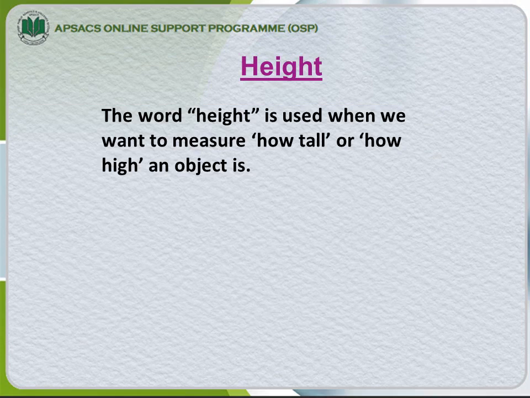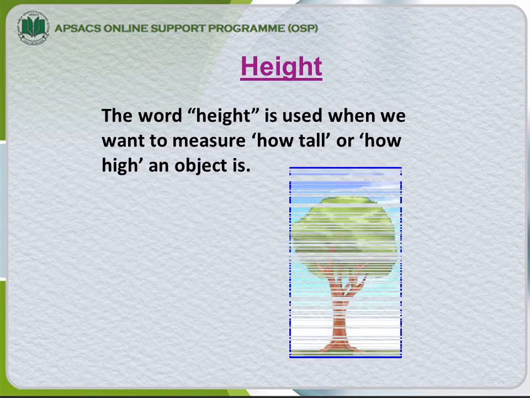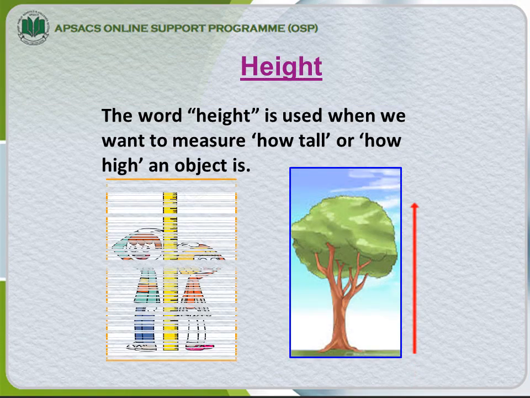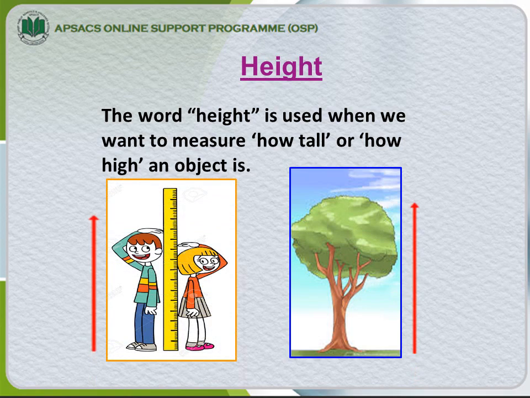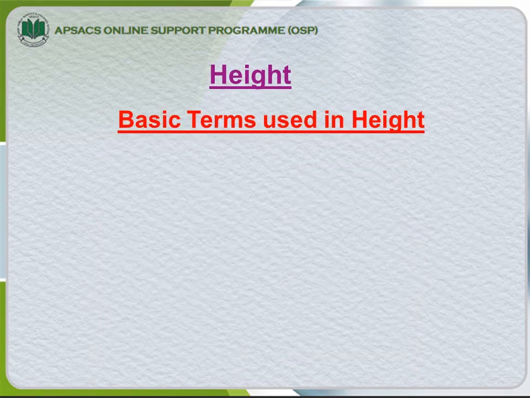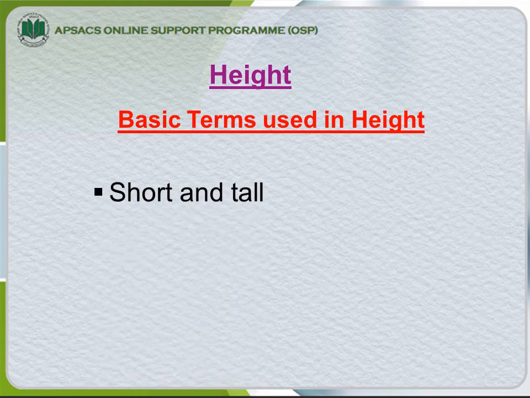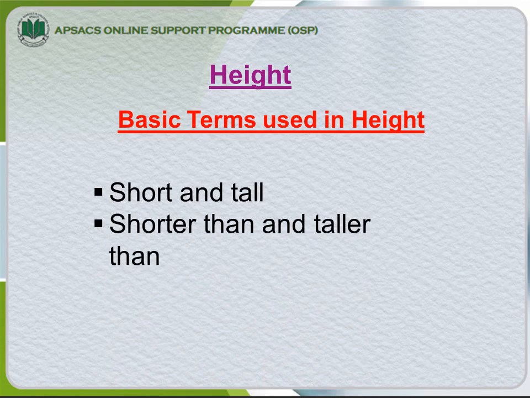Height. The word height is used when we want to measure how tall or how high an object is. When we measure height, we use some basic terms to measure it. For example, short and tall, shorter than and taller than, shortest and tallest.